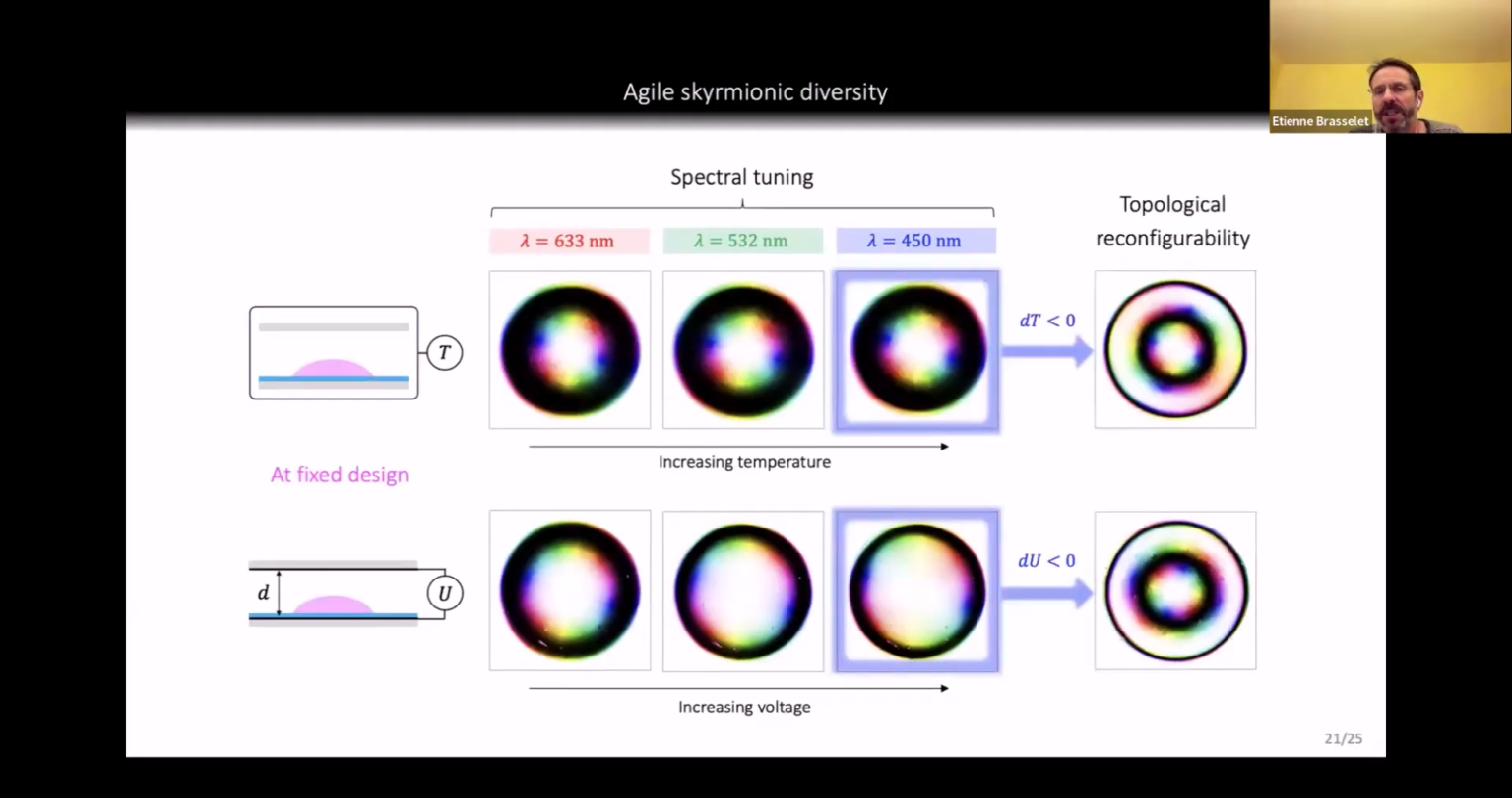You can also achieve topological reconfigurability at a given wavelength simply by playing with one of these two knobs, temperature or voltage here, but you can also imagine a magnetic field, for instance, or any other external stress imparted to the orientational field of the liquid crystal.